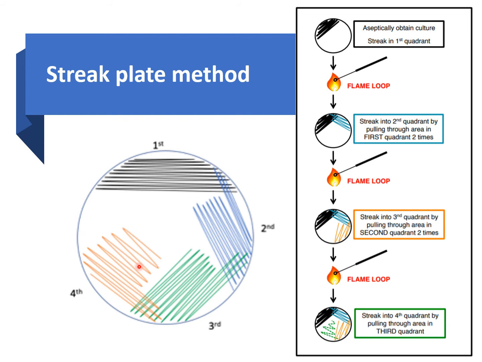And that's going to be helpful because this is where you're going to see your single colonies in quadrant number 4. So in quadrant 1, you are not going to see colonies. It's going to look, as I said, like a lawn of bacteria, okay? By reaching quadrant 4, this is when you're going to start seeing all the single colonies, okay?